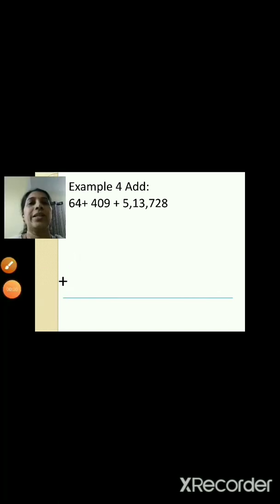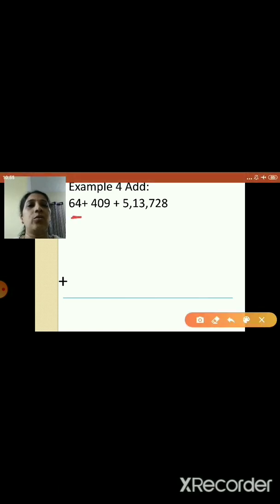So children, this fourth example you can do in a different way also. But both the methods are the same. Answer will also be the same. Only the distribution will be different. So here you can see 64 plus 409 plus 5,13,728. First set is a 2-digit number, second set is a 3-digit number, and your third set is a 6-digit number. So first we will take the 6-digit number.